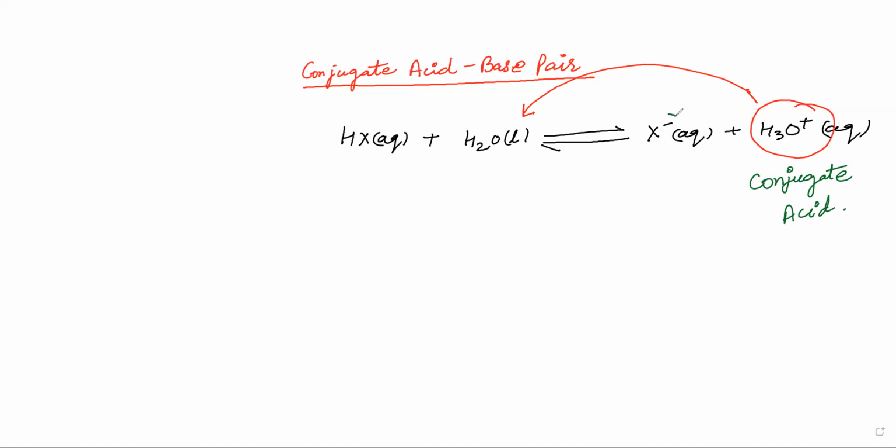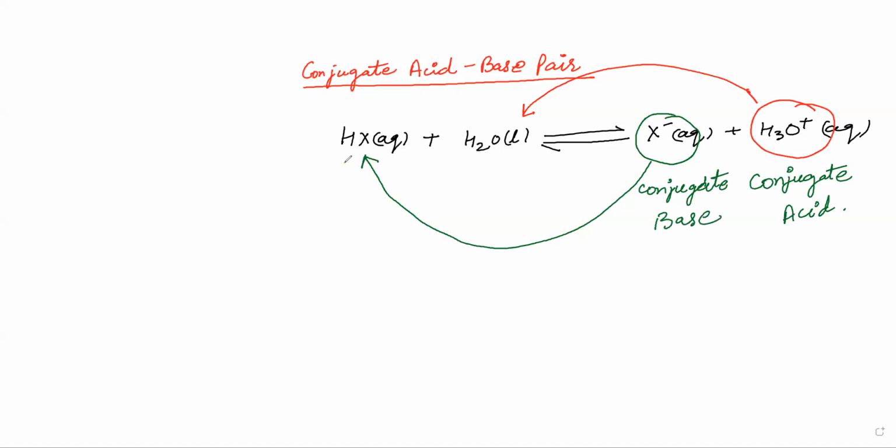And X negative is changing into HX, correct? So it is gaining a proton. If something gains a proton, meaning it accepts a proton, it acts as a base. But here the term we will use is conjugate base. And HX is an acid. Water is acting as a base in this example, according to the Bronsted-Lowry concept.